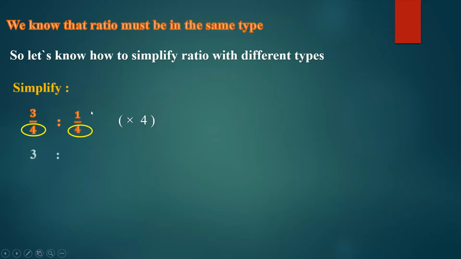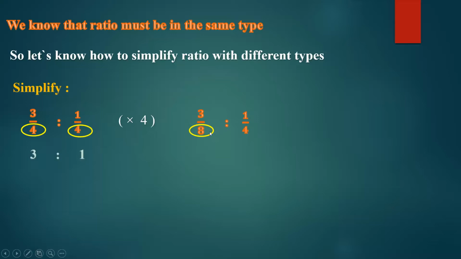1 over 4 times 4, it will be 1 and stop. Okay, let's see another type. 3 over 8 to 1 over 4. If we have two different denominators, look at the biggest one. The biggest one is 8. Ask yourself, 8 is divisible by 4? Yes, it is divisible by 4, so we are going to multiply both of them times 8.